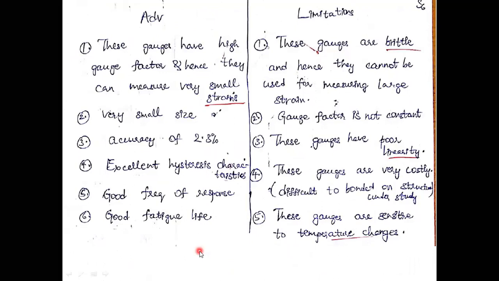Advantages and disadvantages. These gauges have high gauge factors, and hence they can measure very small strains, very small in size. Accuracy of the strain gauges is 2 to 3%. Excellent hysteresis characteristics. Good frequency response, good fatigue life. These gauges are brittle and hence they cannot be used for measuring large strain.